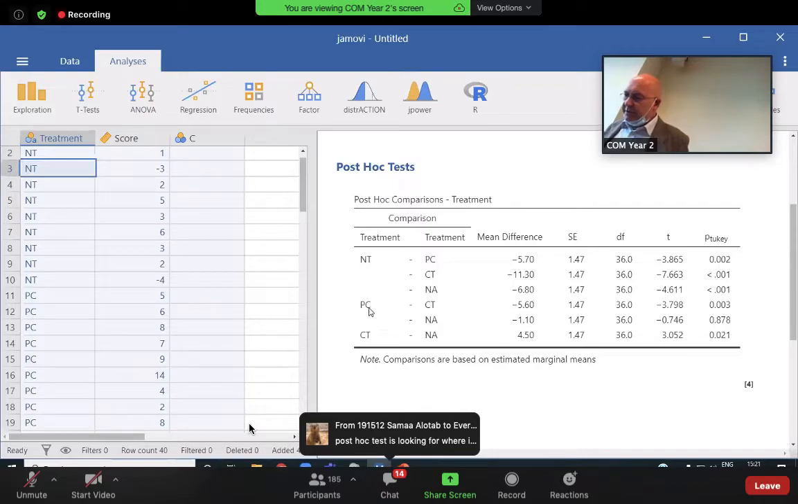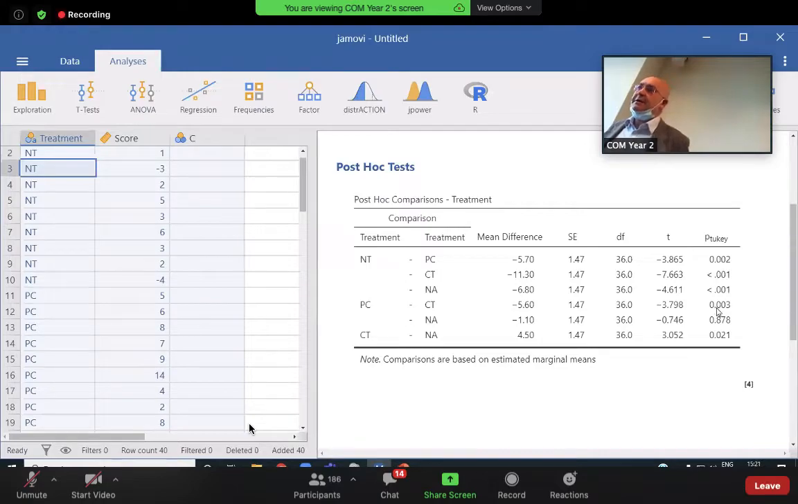And then you can see here, we've got PC versus conventional therapy, so this is placebo control versus conventional therapy. That is significant. In other words, conventional therapy is better than a placebo. That's good news. PC versus the new age therapy, you'll see that is not significant here. And the final comparison is conventional therapy versus new age therapy, and that is significant. In other words, new age therapy is significantly worse than conventional therapy.